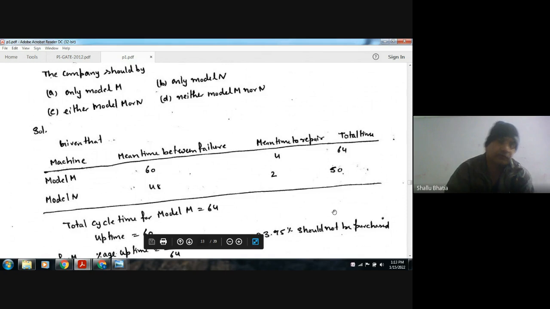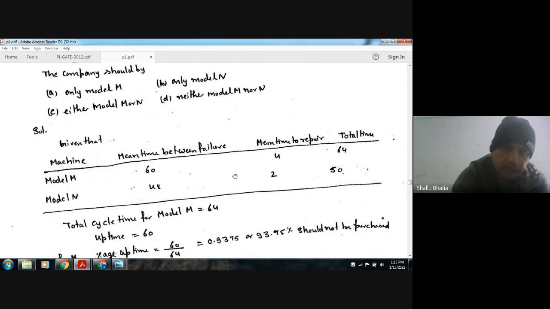Okay, so this is the mean time between failures and this is the mean time to repair. So the total time is 64. Okay, this is the total time, and the total time for N is 50. Okay, so the total cycle time for Model M is 64 and uptime is 60.